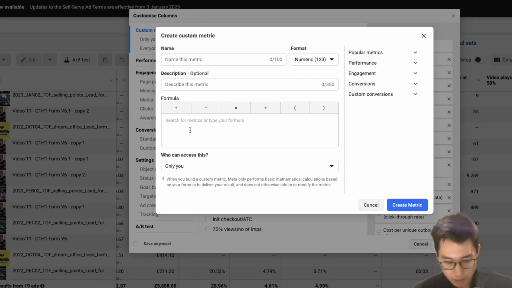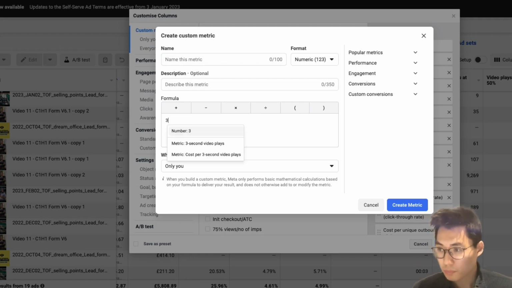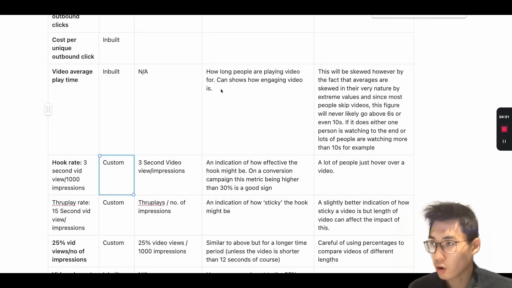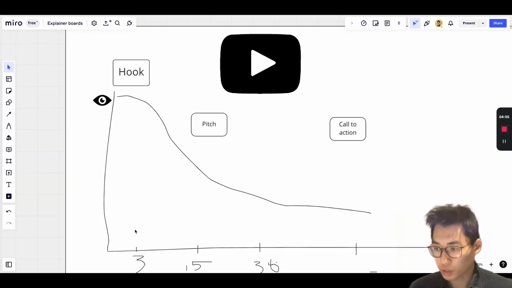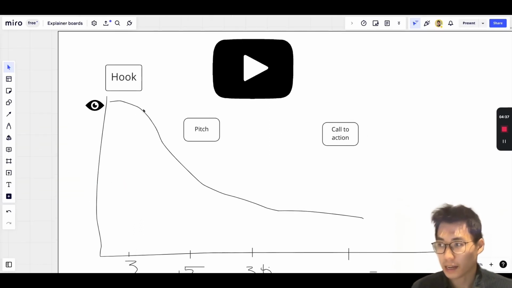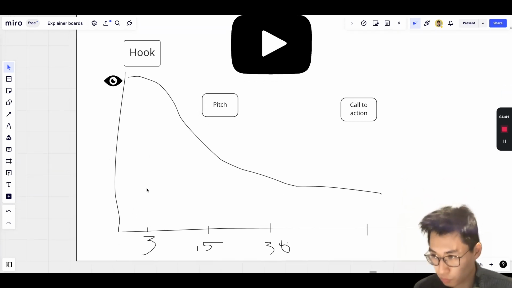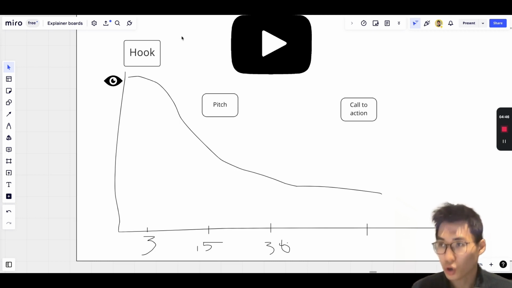To create this, you simply hit 3-second video plays and divide that by the number of impressions, and that will give you the number of people that are watching your video for 3 seconds. So out of the people that this ad has been displayed to, how much of that audience is actually sticking around for the first 3 seconds? And this gives you an idea of how effective your hook is.